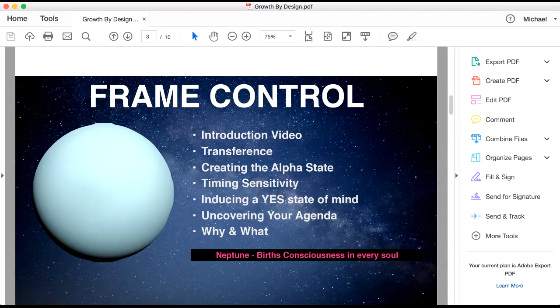The third part of frame control is creating the alpha state. Now, remember, we are recording this video so that you can go back to this and listen again, or you can run through this stuff with me or Lundy Jack at any future time that you want to as well. So creating the alpha state is something that I don't see people doing very well. And that really means making sure that they know that you're in charge of the process.